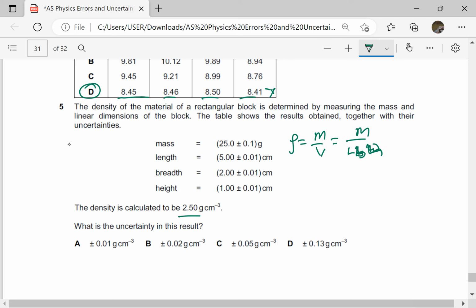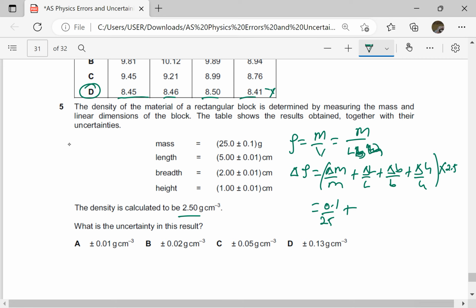Length, breadth times the height. So the absolute uncertainty in density is going to be absolute uncertainty in m divided by m plus absolute uncertainty in L divided by L plus absolute uncertainty in the breadth divided by breadth plus absolute uncertainty in height divided by h, then times 2.5. So this is going to be for m 0.1 divided by 25 plus for L 0.01 divided by 5 plus for B 0.01 divided by 2 plus for H 0.01 divided by 1. Then this is times 2.5.